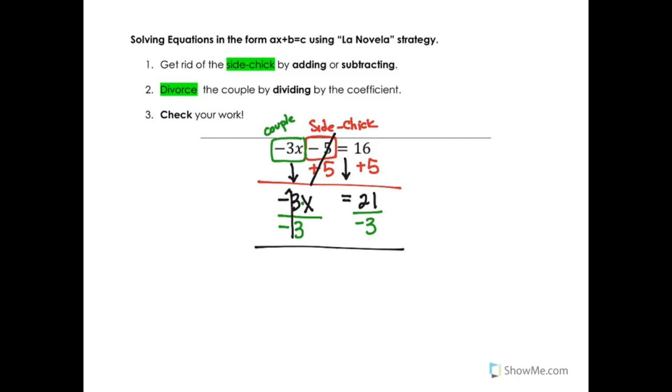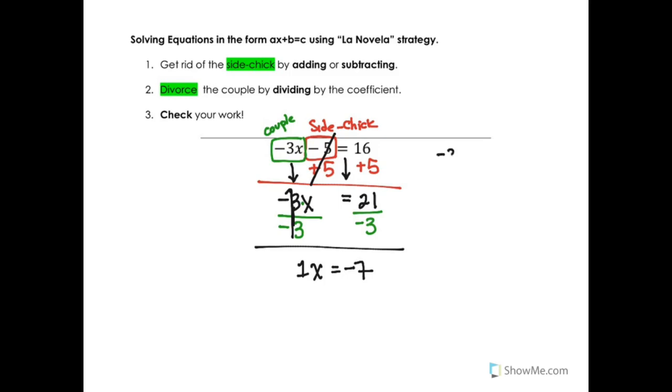Now when I divide that out, this is going to turn into a 1. So I have 1x is equal to, make sure you're very careful with your division signs and including the signs that are part of your numbers. When I do 21 divided by negative 3, that's actually going to be a negative 7. So in this case, x is equal to negative 7. Remember that 1x and x are both the same thing.